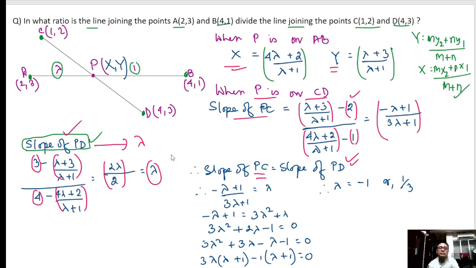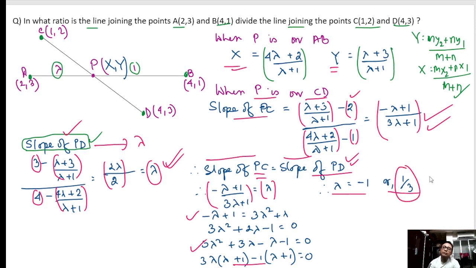Okay. Now slope of PD should be equal to the slope of PC. Why? Because they are on the same straight line. So this was the slope of PC and this was the slope of PD. So making them equal, we find a quadratic equation, and we find out the value of lambda. That means the ratio of division was 1:3. This was the ratio of the division.